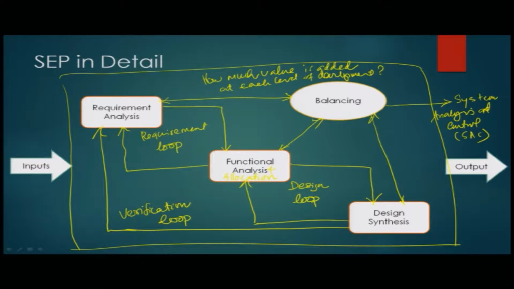So, this SAC is a set of tools and techniques that allows you to balance the entire requirement analysis, functional analysis and allocation and design synthesis in such a way that your system analysis can be done with sufficient details and the whole process is well within control. So, you put the inputs into the system and you get an output in the form of a system specification, which will satisfy the initial requirements, which were part of the concept studies.